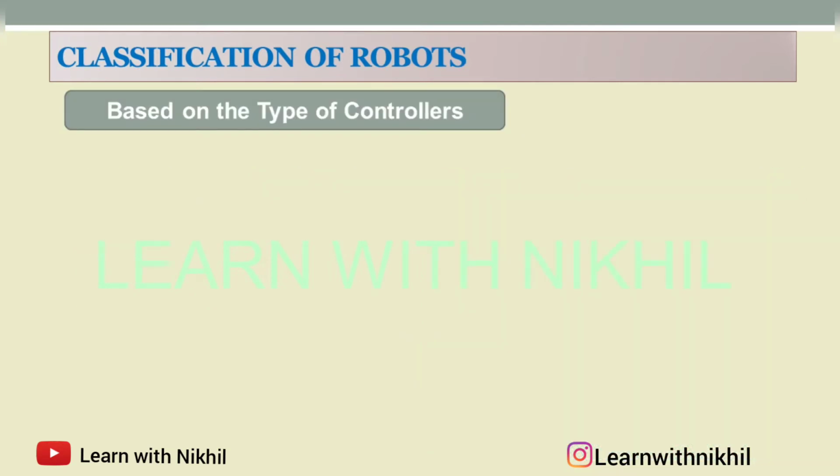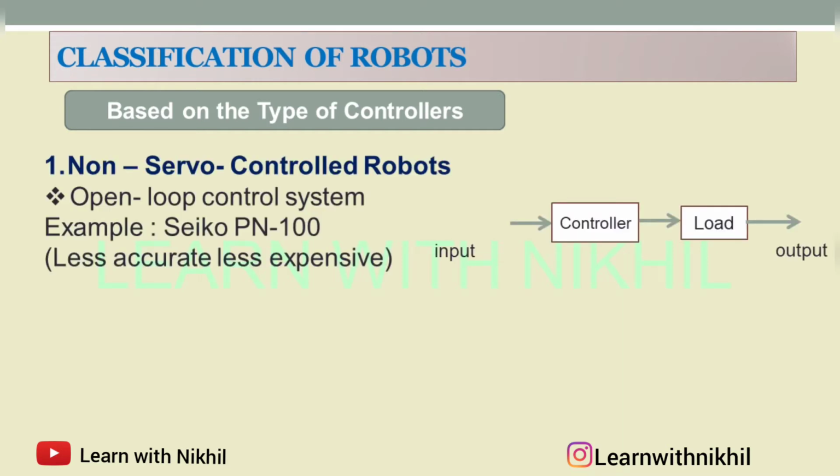Next classification is based on the type of controllers. This is a very important type. First is non-servo controlled robots. This is the open loop control system. It is a type of an open loop system. As you can see, you have the input and you have the output. The functions are provided from the input. It is given to the controller. The controller takes necessary action and does the task. The load does the task and we get the output.